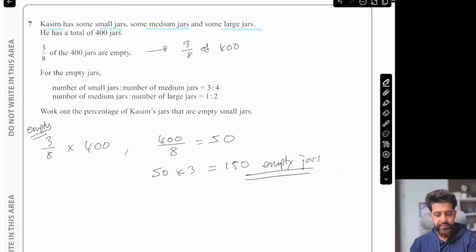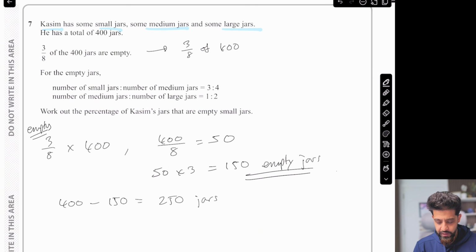How many jars are left? If we do 400 minus 150, what's left is 250. So we've got 250 jars left. I don't know if that's going to be important in the grand scheme of things, but just write down stuff like this anyway, if you want to.